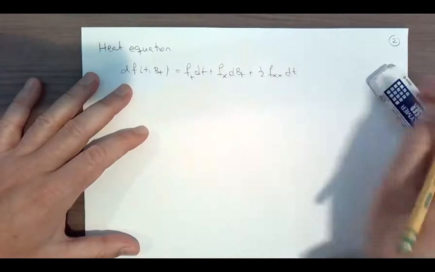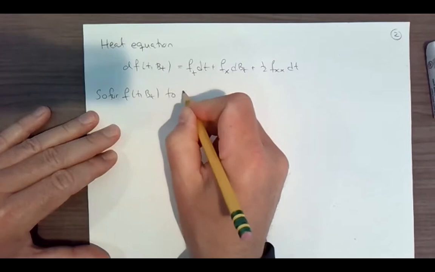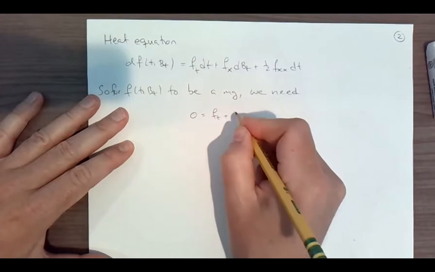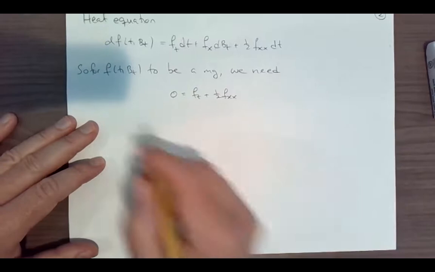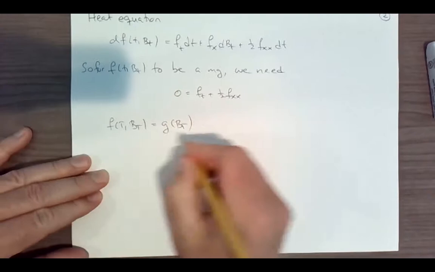So for this thing to be a martingale, we need the drifts to be 0. So we need 0 to be f_t plus 1/2 f_xx. And if I want some terminal condition, so if I want f of capital T, x to be equal to g of x for some function, this is the terminal condition.